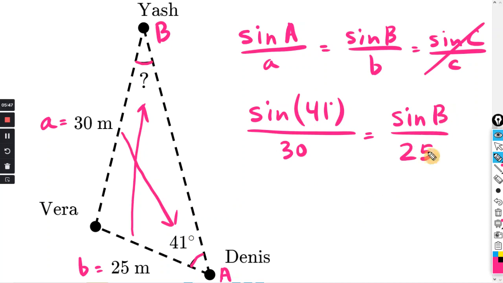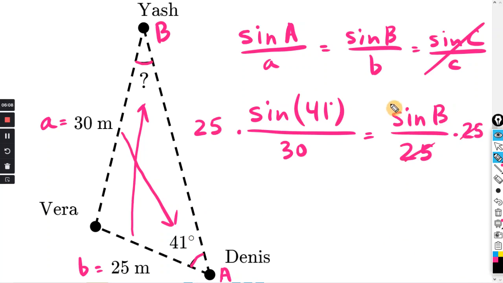Okay, we're trying to isolate B. This is divided by 25. The opposite of dividing by 25 is times 25, so I'm going to do that to both sides. All right, on the right-hand side, 25 over 25 cancels. Now we want to isolate B.